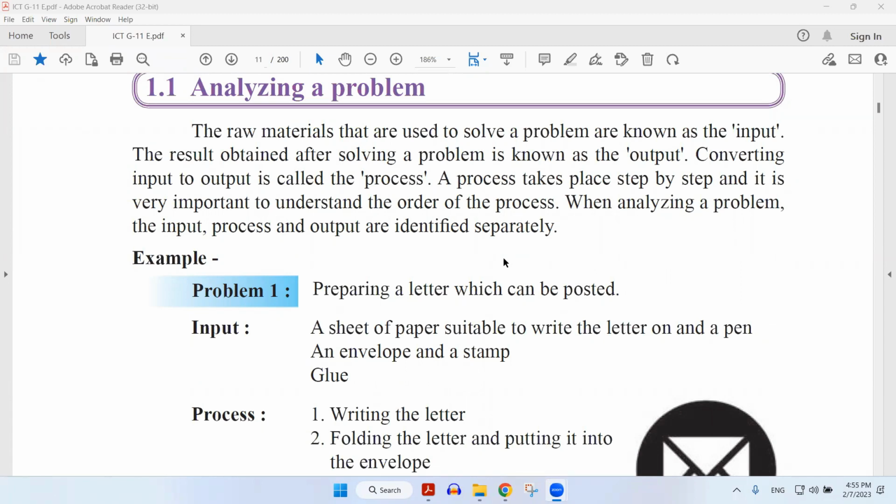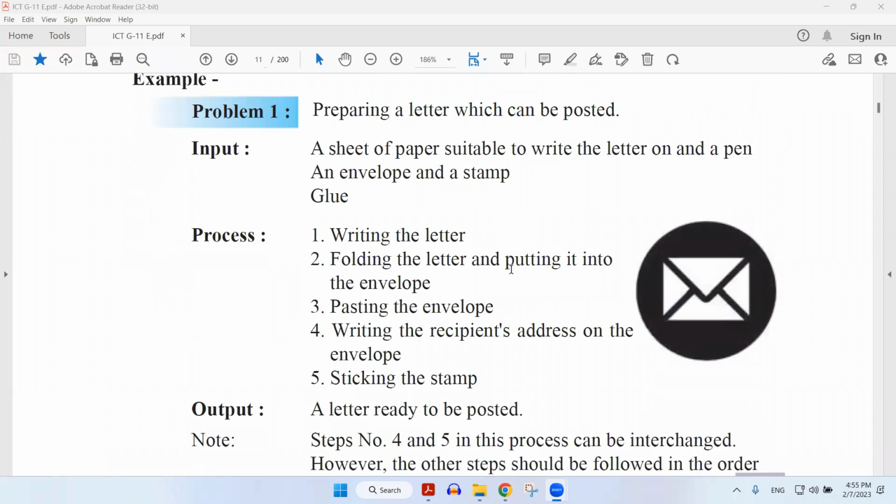So in most of the cases we have the idea about the output. The only thing that we need to figure out is what the inputs are that we need and how the processing should happen, right? So to clarify analyzing the problem, in your book they have taken several different examples. I'll go with the very first one.